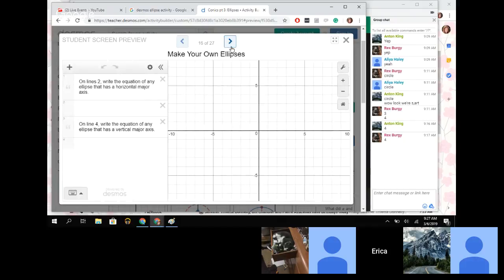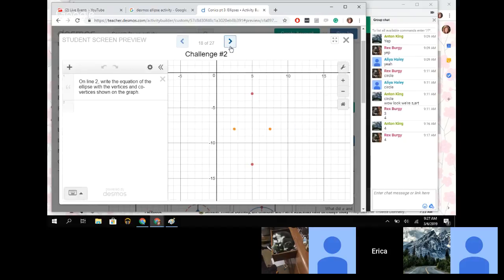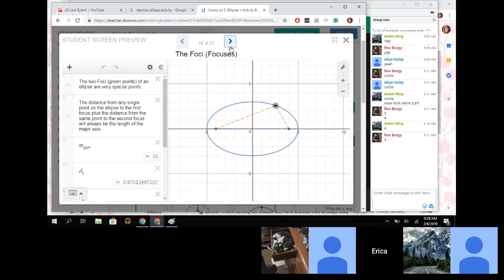All right. And then there's one more thing I want to show you, which is the foci. I don't know how to get it to stop scrolling, so it's just going to keep scrolling for you. All right. So the distance of the major axis. This is a horizontal ellipse, right? The vertices are at 5, 0 and -5, 0.